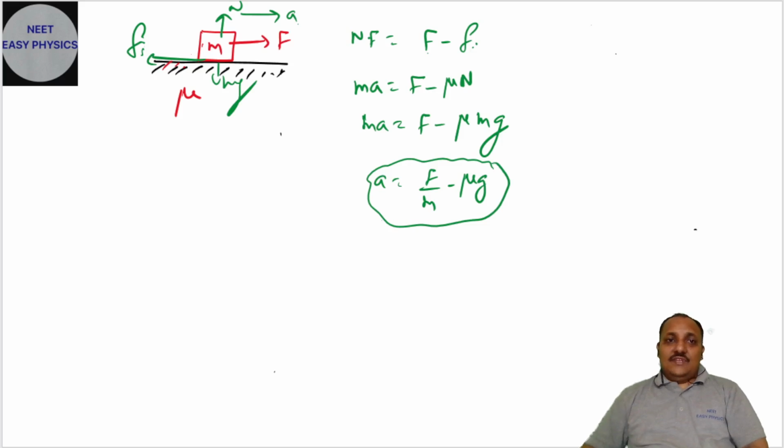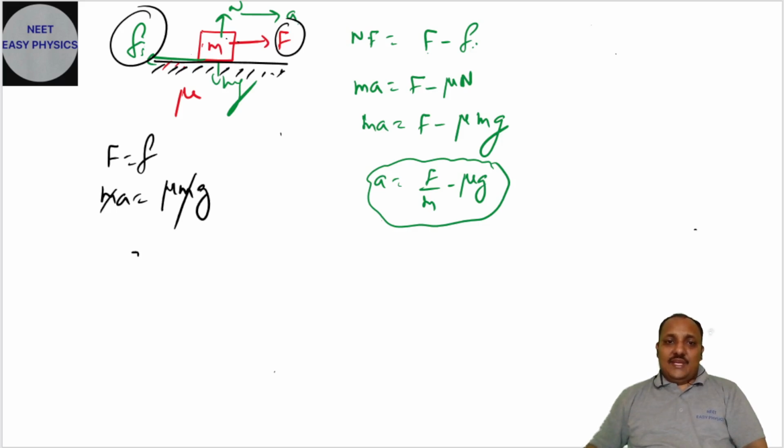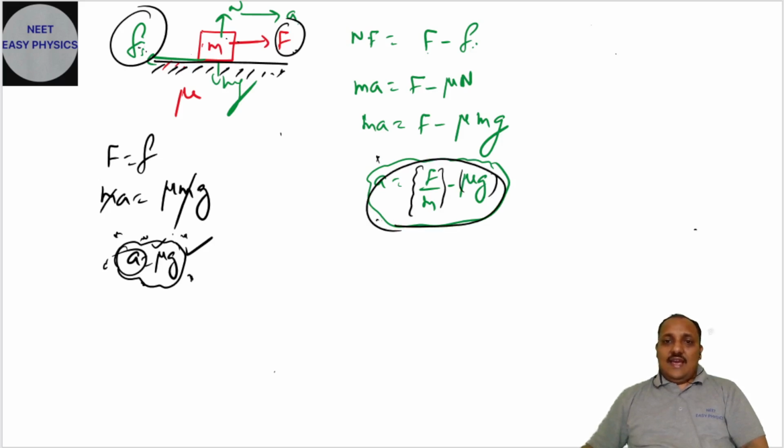Now, whenever the object is moving, if the applied force is equal to the frictional force, then ma is equal to mu mg. m will be cancelled. Then acceleration is going to be mu g. On this equation, one of the years, in the final exam, 2024 maybe, they gave the coefficient of friction and asked what is the acceleration if the applied force is equal to the frictional force. If the applied force is greater than the frictional force, then this is the formula for acceleration.